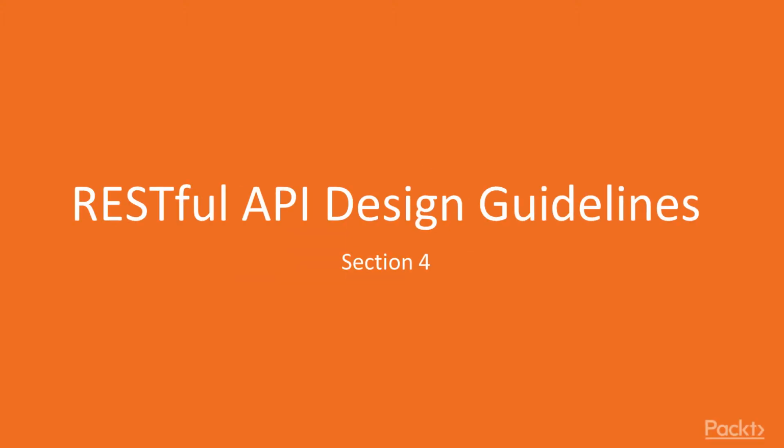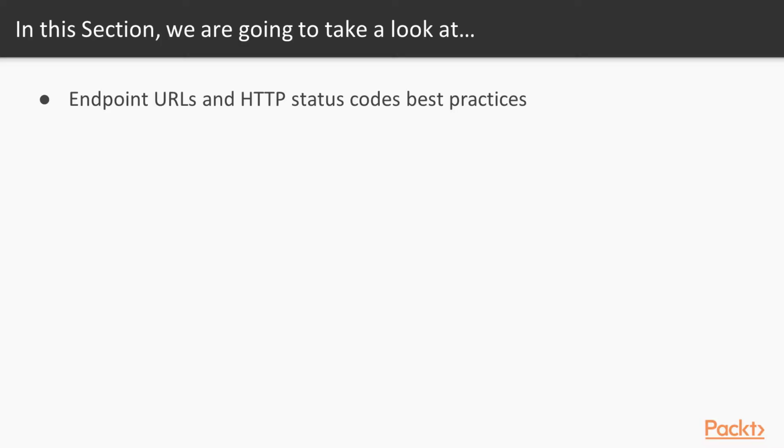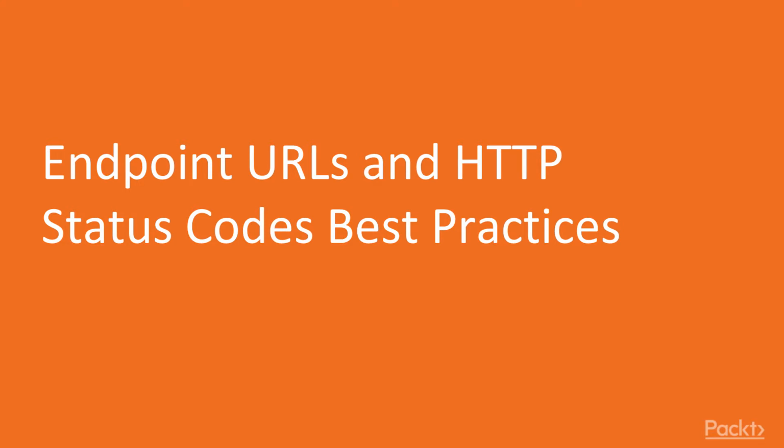Welcome to Section 4, RESTful API Design Guidelines. Time to look closer into the URLs of the routes and into the return HTTP status code per operation. In this section, we will cover the following topics: endpoints, URLs, and HTTP status codes, best practices among others, extensibility and versioning, and linked data. Let's start with endpoint URLs and HTTP status code best practices.